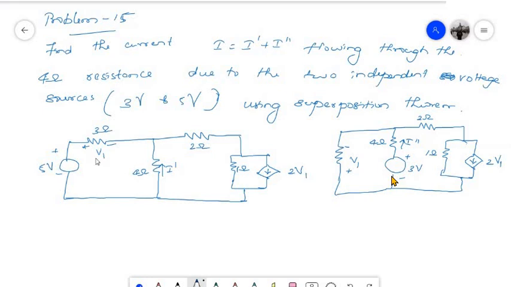Let's say if these two sources are connected to the circuit simultaneously, what will be the current flowing through the 4 ohm resistance? And you note in this particular question, the direction of the current is also given. So when you answer, you will have to answer as per the direction that is given. Always bear that in mind.